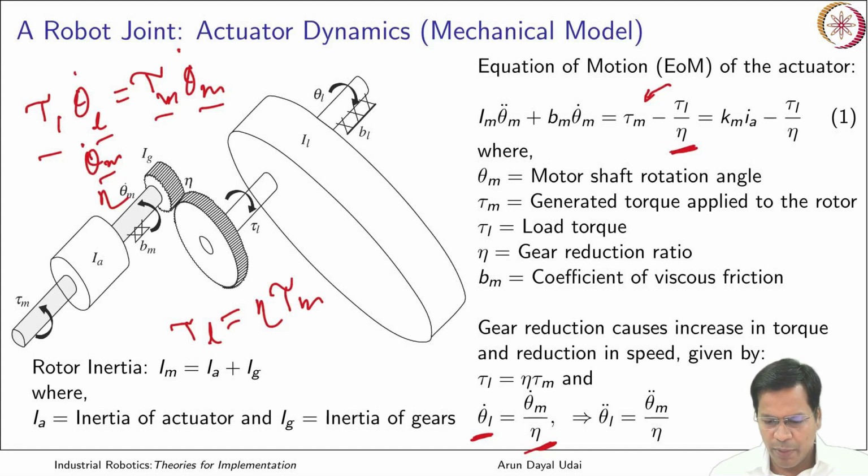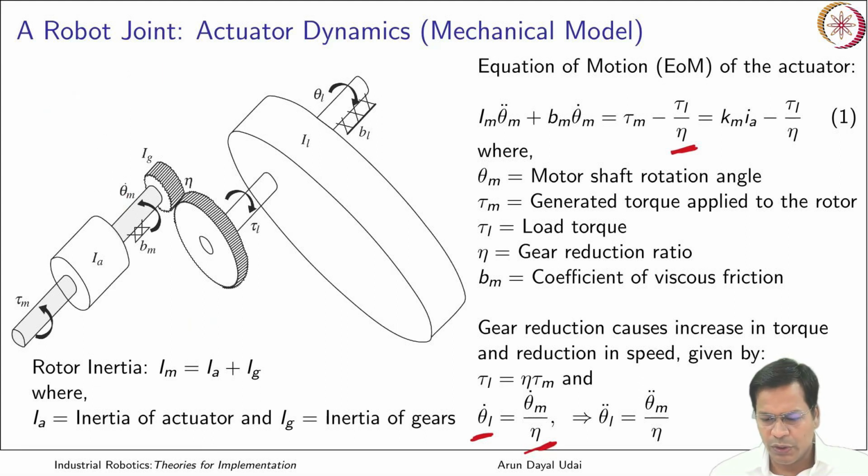Okay, I am wiping them all so as to make it very clear now. The same happens to the acceleration also. You see theta L double dot is equal to theta M double dot by eta, and tau L is eta times tau M. So these are some fundamental mechanical relations which should be quite clear. They are simple work input and work output relations that are shown here, and this is the dynamic equation of motion.